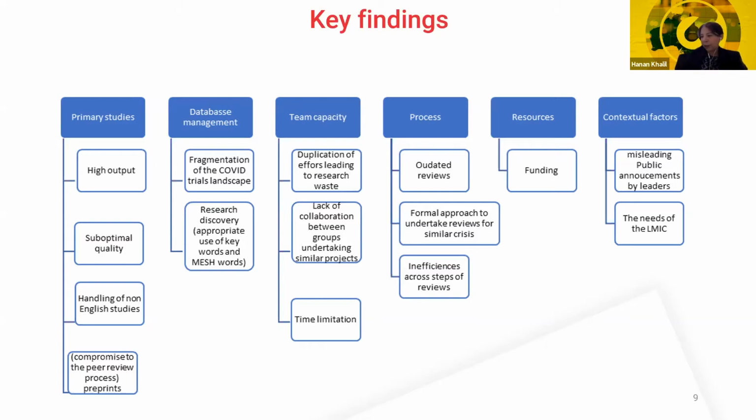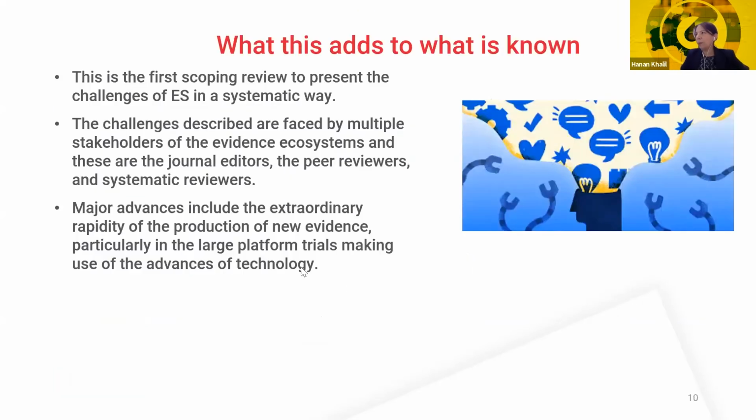And we also found some contextual factors like the misleading public announcements by leaders about the effectiveness of some of the treatments that were found, like chloroquine, the corticosteroids, and so on. And another theme that was probably forgotten a little bit is the needs of the LMIC communities, and things like simple things that we take for granted, like the network, internet working properly, access to databases, accessing English language literature and so on. That's definitely not easily accessed by the LMIC communities.